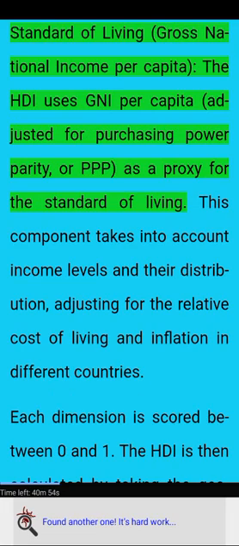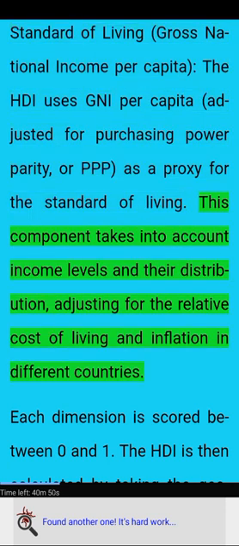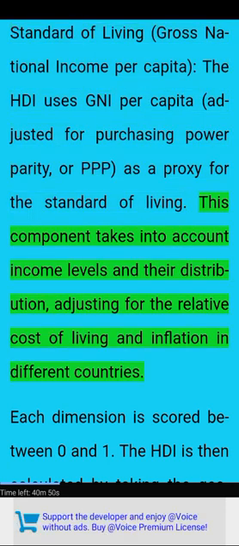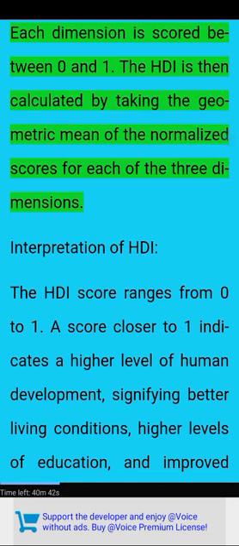Standard of living. Gross national income per capita. The HDI uses GNI per capita adjusted for purchasing power parity, or PPP, as a proxy for the standard of living. This component takes into account income levels and their distribution, adjusting for the relative cost of living and inflation in different countries. Each dimension is scored between 0 and 1. The HDI is then calculated by taking the geometric mean of the normalized scores for each of the 3 dimensions.